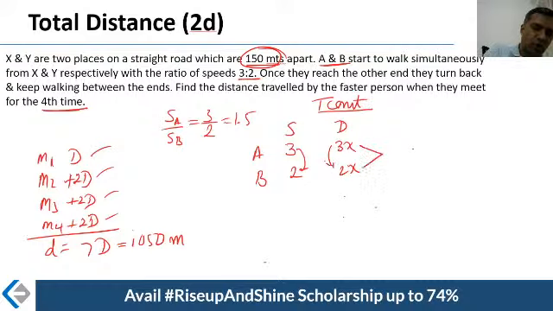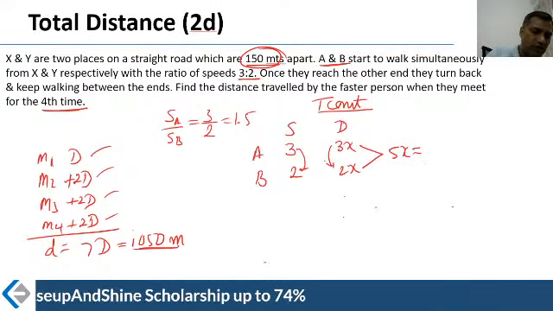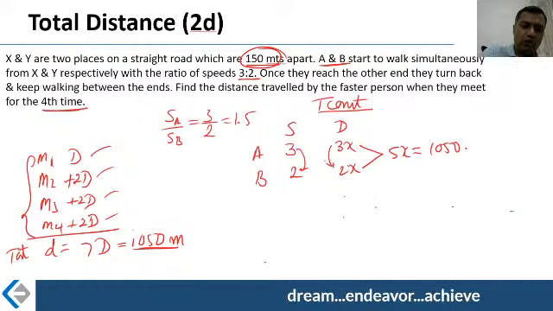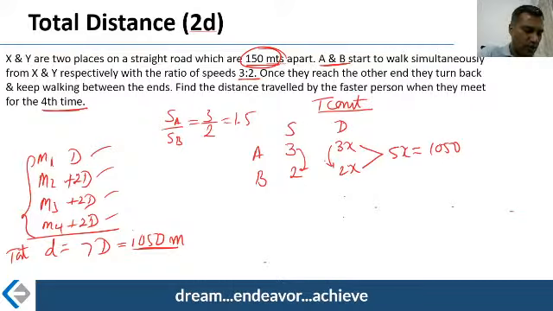Okay, therefore, what is the total, friends? Total is nothing but 5x. 5x is equal to what? 1050. Because you added all this and wrote the total here, you better write the total here also. Therefore, 5x is equal to 1050.